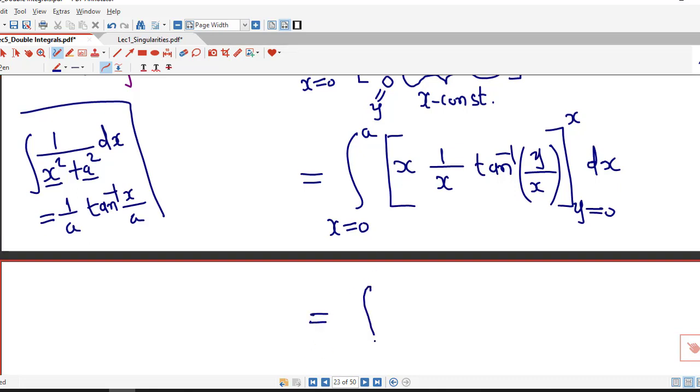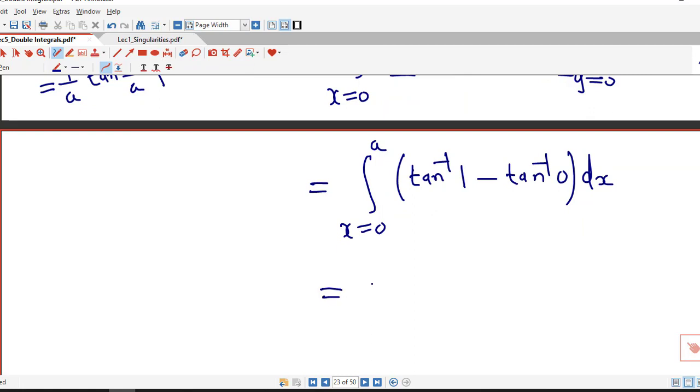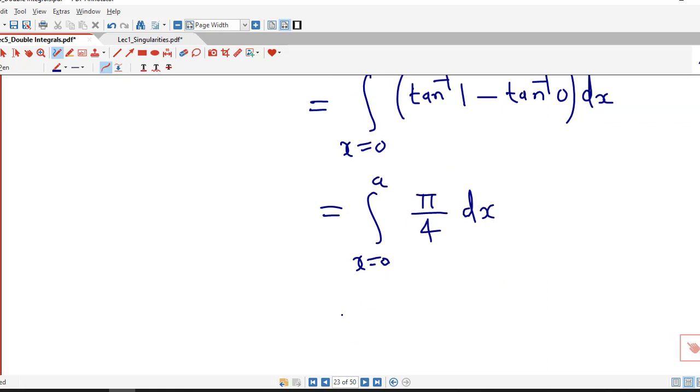So here x will cancel out and we substitute the upper and lower limits of y. For the upper limit we have y equal to x, so if we put y equal to x we have tan inverse 1, and for y equal to 0 we have tan inverse 0, and dx, and this will cancel out, so we have 1 only. Now the value of tan inverse 1 is pi by 4 because tan pi by 4 is 1, and tan inverse 0 is 0, and pi by 4 is constant.